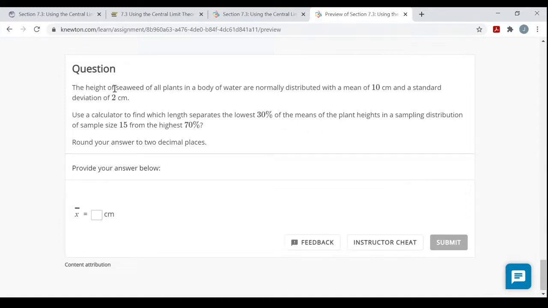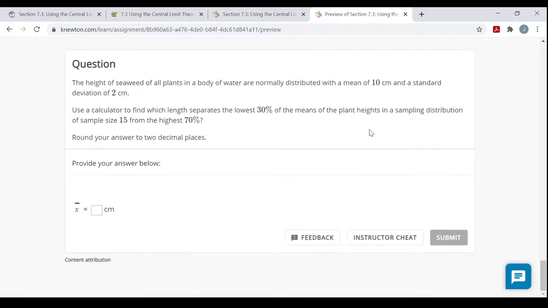All right, so this one here, I'll just pull the calculator up and do it on this screen. The height of seaweed of all plants in a body of water are normally distributed with a mean of 10 centimeters and a standard deviation of 2. So that's like your mu and sigma.